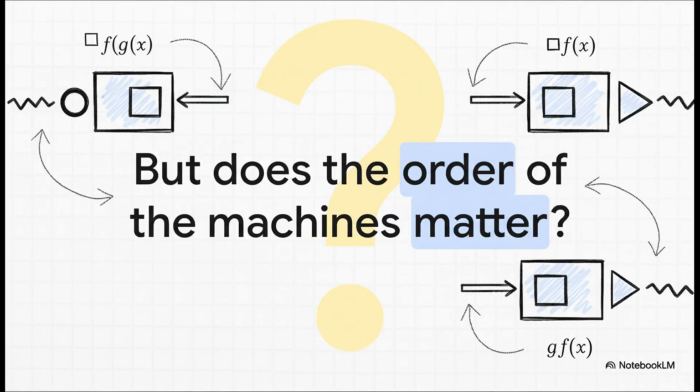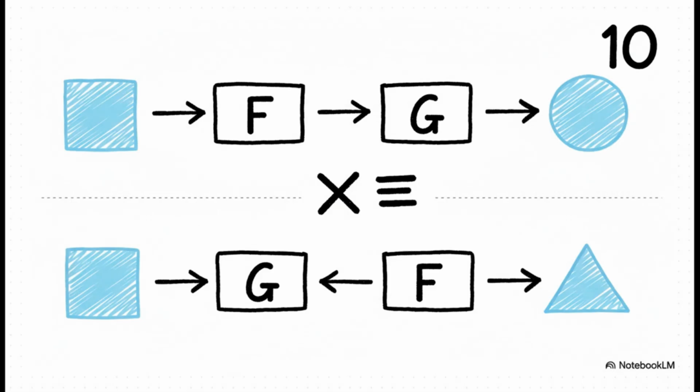But wait a second. This brings up a really, really important question. And honestly, it's a super common trap. We just built F of G of X. What do you think would happen if we wired the machines up the other way around, like G of F of X? Would we get the same thing? Let's find out. Let's test it with our input of 3 again, but this time, reverse the order.